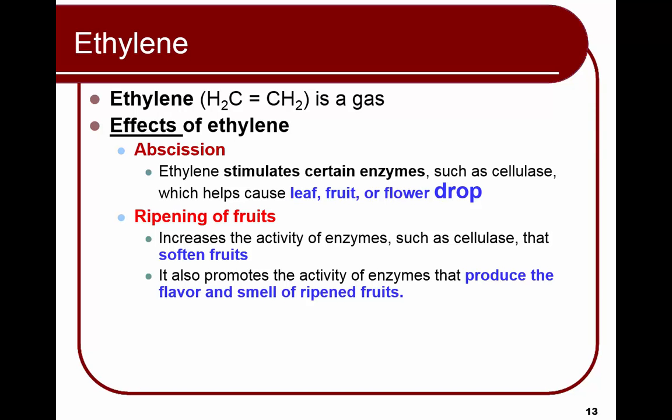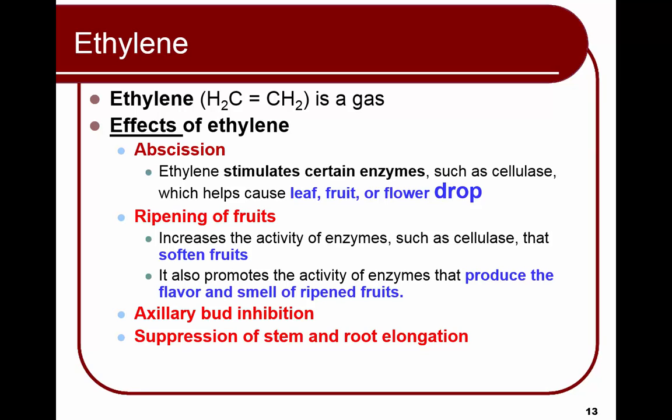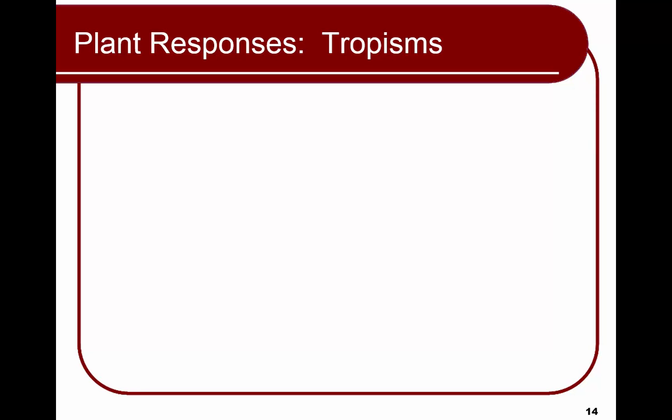It also will cause axillary bud inhibition because the auxin is transported down the stem, and that stimulates production of the ethylene. It will also suppress root and stem elongation. They even sell bags that you can put your produce in that will keep ethylene, they say, from being formed so that your vegetables and fruits last longer as long as they're in those special bags, which I'm sure is just a way to make money.